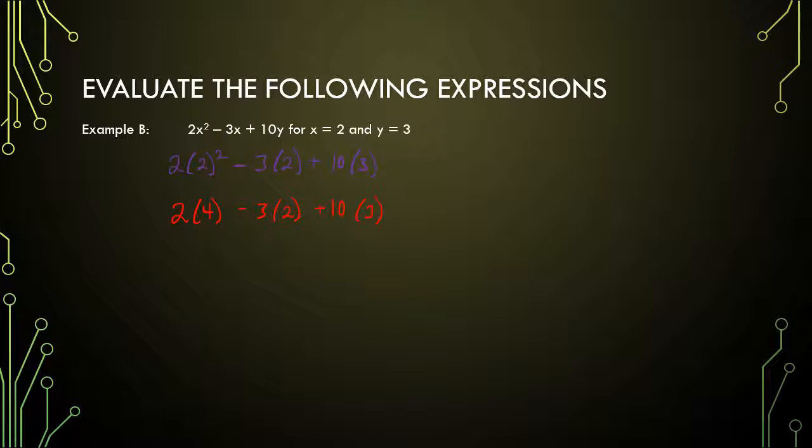Moving along, we have multiplication. 2 times 4 is 8. 3 times 2 is 6. 10 times 3 is 30. And at this point, we're taking addition and subtraction left to right. 8 minus 6 is 2. And 2 plus 30 is then equal to 32.